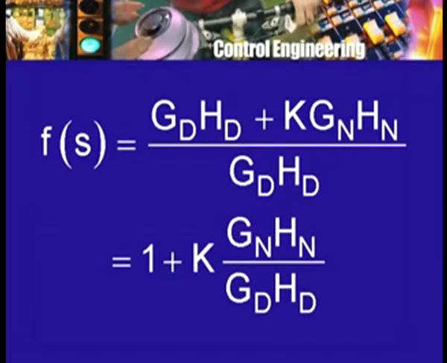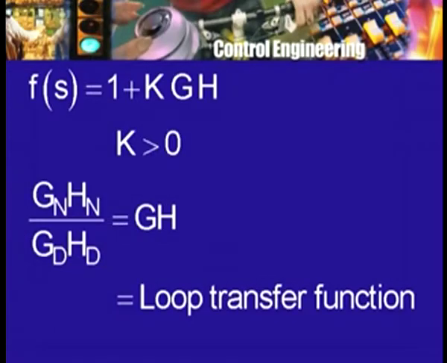Now, of course, it will blow up if k is greater than 1, and if k is less than 1, then it will reduce it. But the action of it is very simple, it is simply going to either blow up or shrink the contour. So, we need not worry about k right now, we need only worry about GNHN divided by GDHD. But GNHN divided by GDHD is nothing but our loop transfer function GH. So, essentially we will be looking at the values of this loop transfer function GH at various points in the S plane. Okay. So, this is one fact.